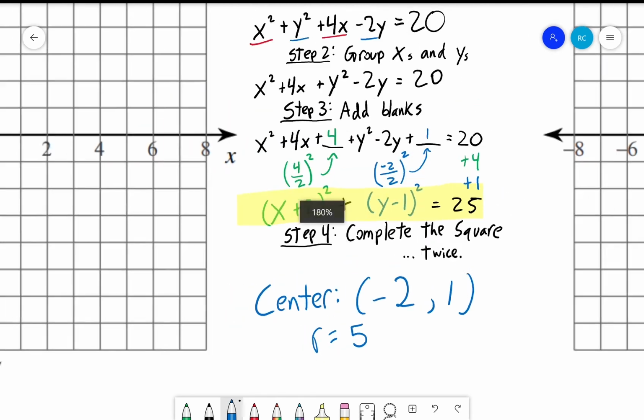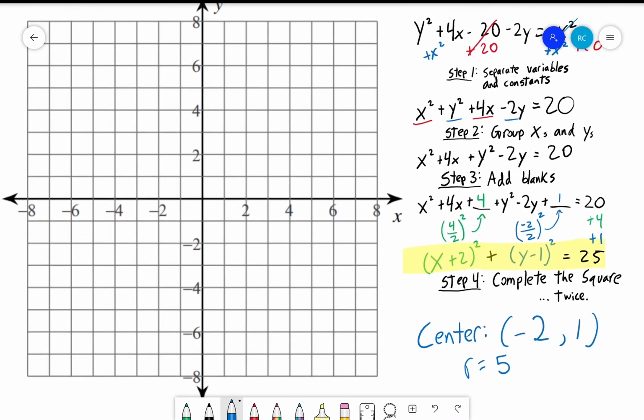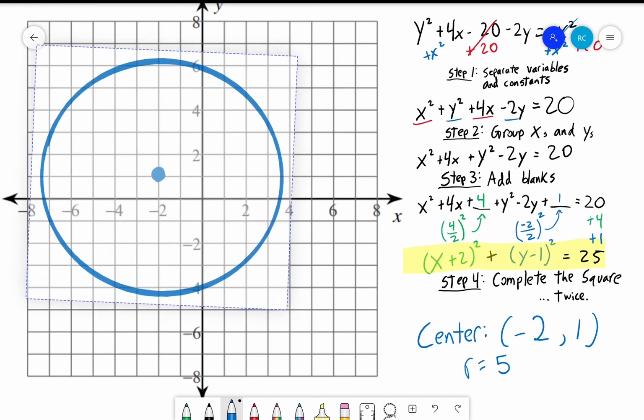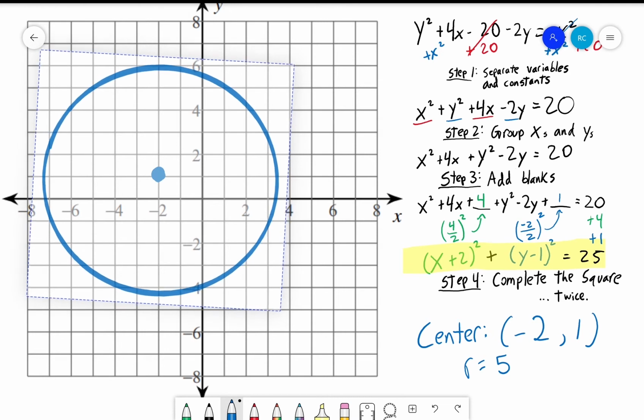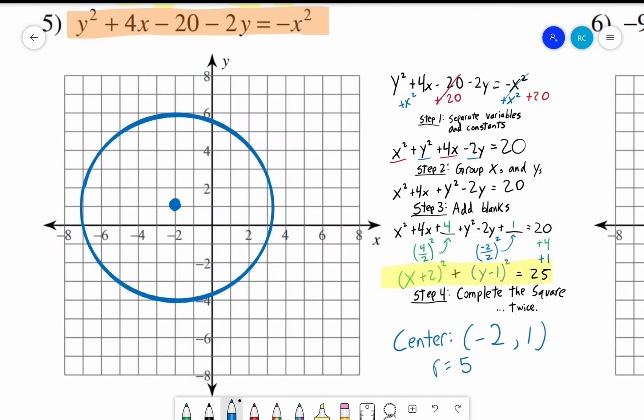So let's go ahead and see if we can't graph this. The center is at negative 2, 1, so there's the center right there. And I need my circle to have a radius of 5, so let's see. 1, 2, 3, 4, 5. That's about right. I'd say that's about right.